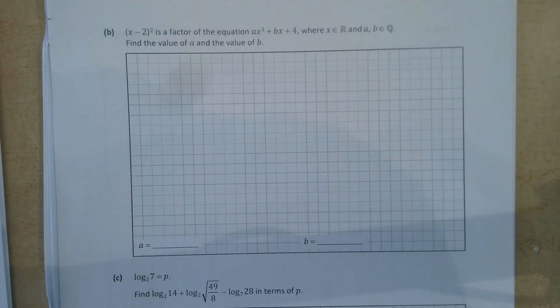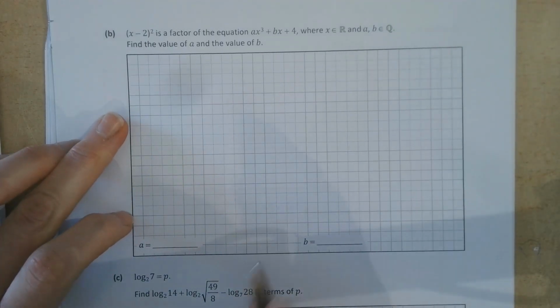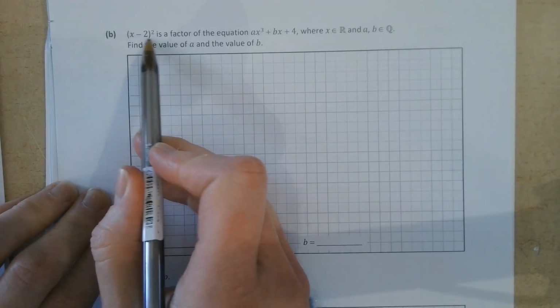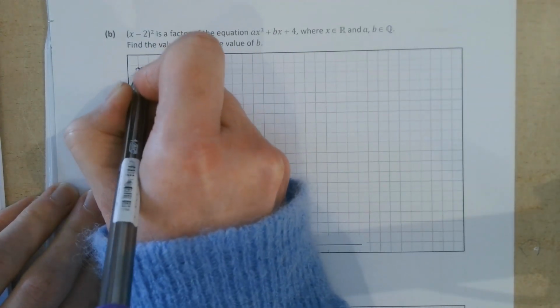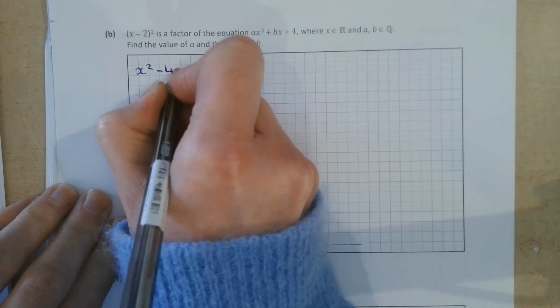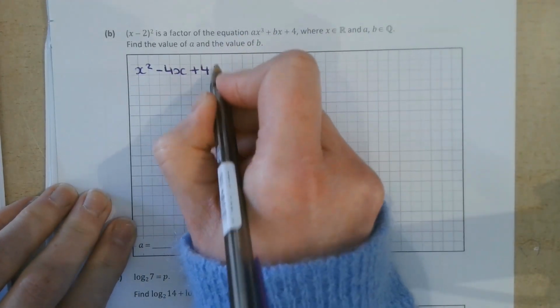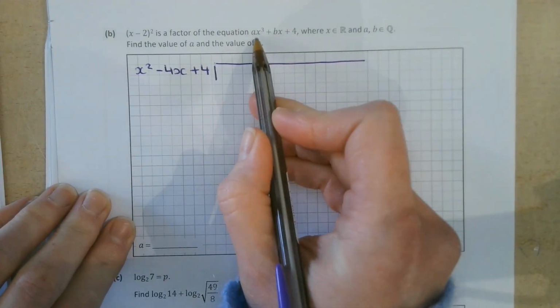Question 5b, we're told that (x minus 2) squared is a factor of this equation, and we're asked to find the value of a and the value of b. So if it's a factor, then it divides in without a remainder. One way that we can do this is to use algebraic division. The first thing is to expand (x minus 2) squared, which would be x squared minus 4x plus 4. So we're going to divide that into our equation that we have here.